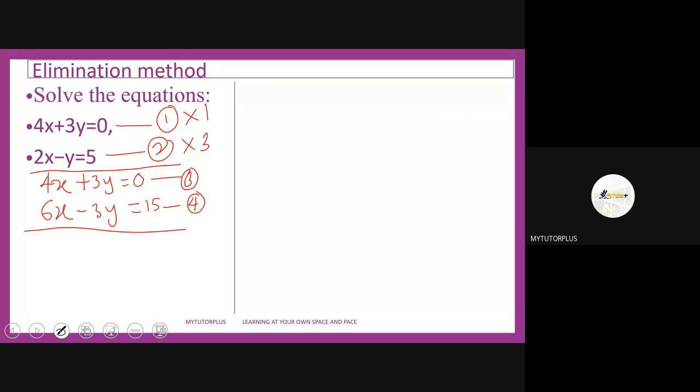So let's move on. Since you say we are going to add now, put addition here. Put addition to this side.